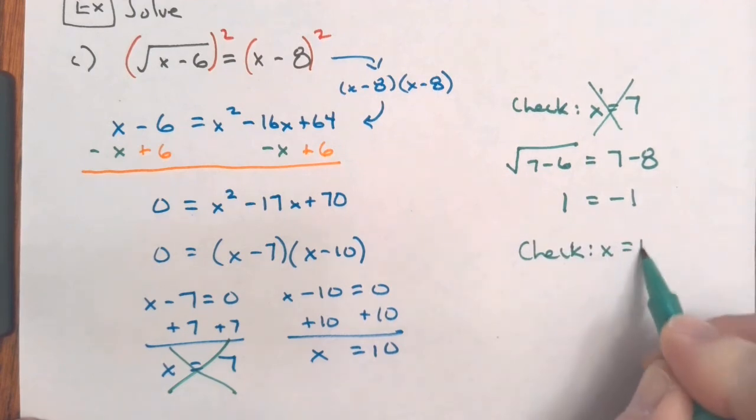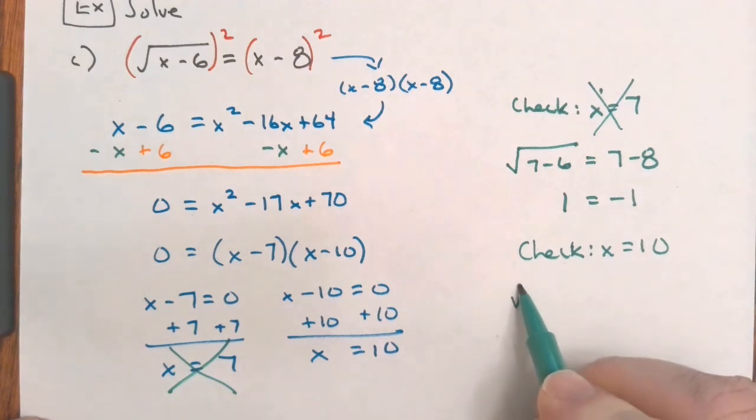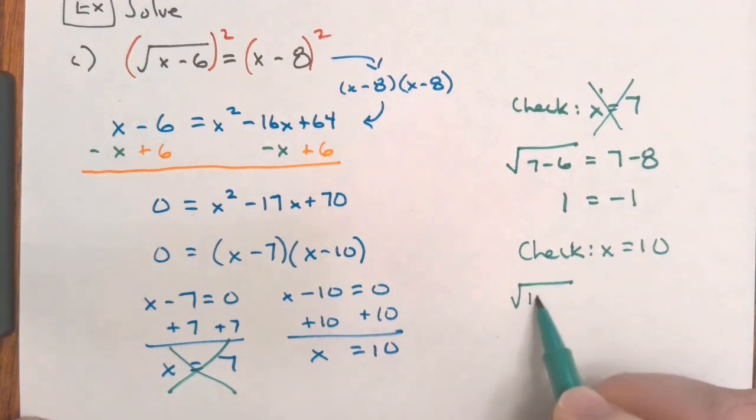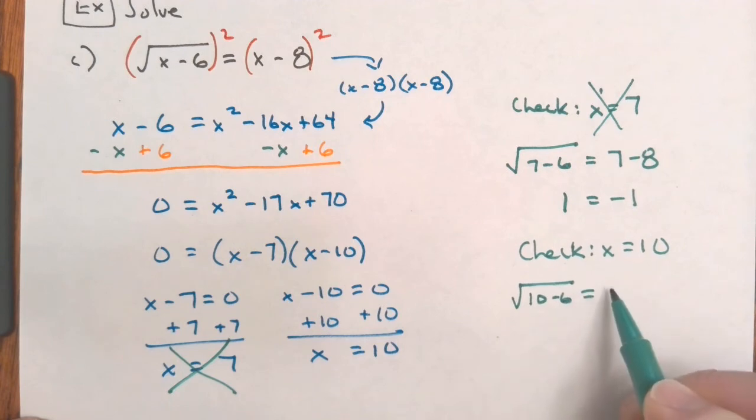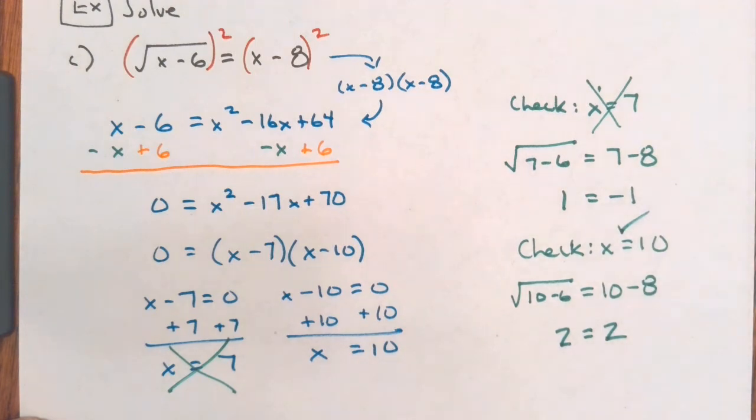Let's see if x is 10. We'll plug that in also. So that would be the square root of 10 minus 6. I want to see if that's equal to 10 minus 8. 10 minus 6 is 4, and the square root of 4 is 2. 10 minus 8 is also 2, so that does verify that 10 is a solution. So there's just one solution to this problem.